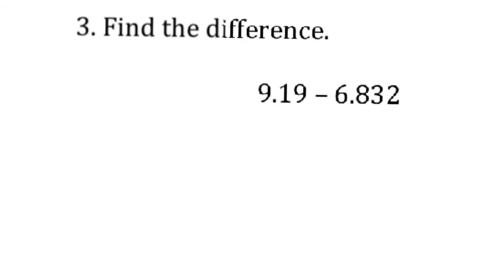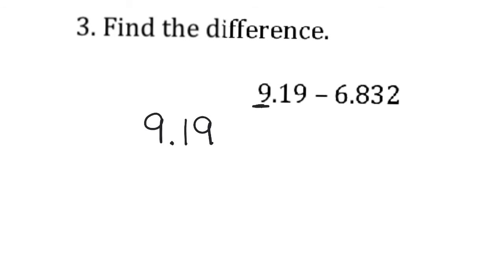Question number 3, we are going to find the difference, and we've learned throughout this year, and you've learned from probably 3rd or 4th grade, that difference means subtraction between 9 1900ths and 6 832 thousandths. Just like adding, when we are working with decimals, we have to line the decimals up. So we are going to line our decimals up first.